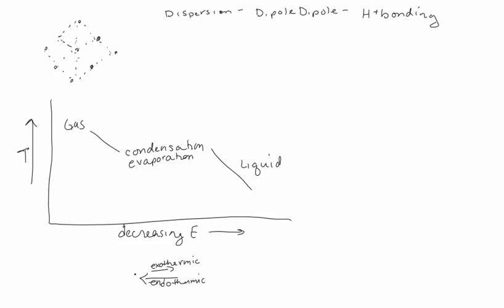Many of the properties we're going to talk about with liquids are governed by their intermolecular forces. One of those properties is viscosity. Now, viscosity is formally defined as being the resistance to flow. But we can talk about viscosity, and this is a temperature-dependent property, because a more viscous liquid is going to be something like honey.